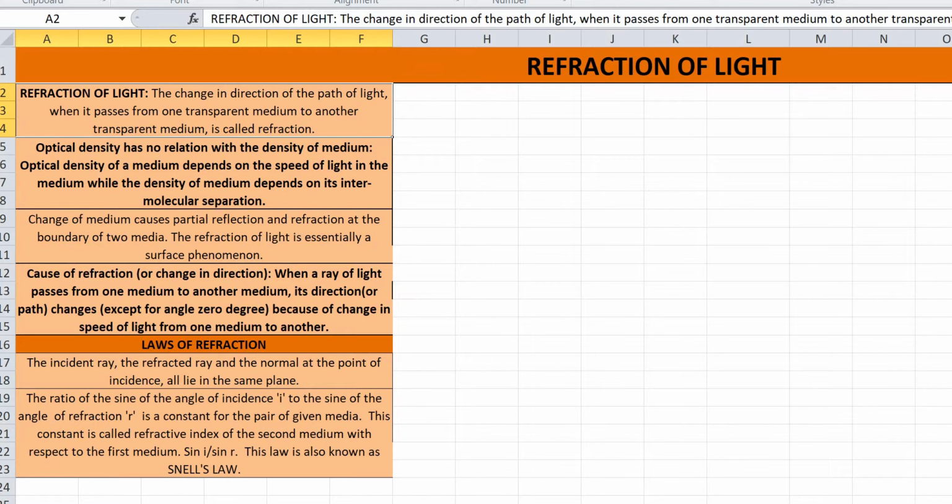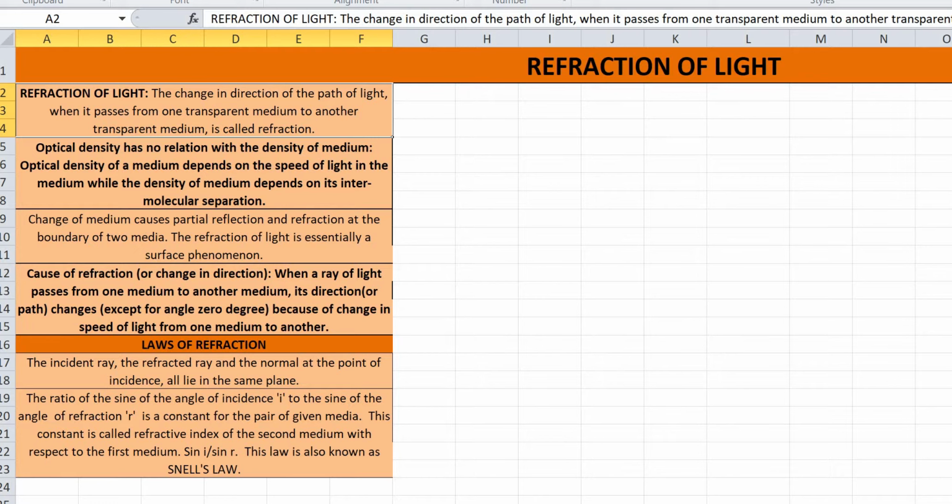Refraction of light. Change of medium causes partial reflection and refraction at the boundary of two media. In a homogeneous transparent medium, light travels in a straight line. But when a ray of light traveling in one transparent medium strikes obliquely at the surface of another transparent medium, a part of light returns back into the same medium obeying the law of reflection, which is called reflected light. The remaining part of the light passes into the other medium and travels in a direction different from its initial direction and is called refracted light. Thus, at the boundary separating the two media, light suffers a partial reflection and partial refraction.